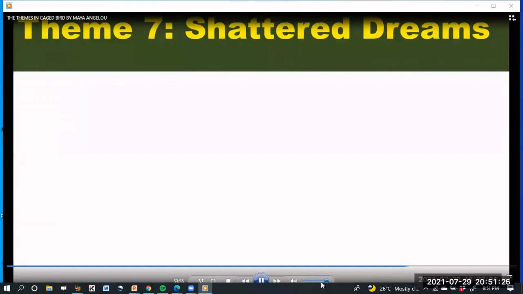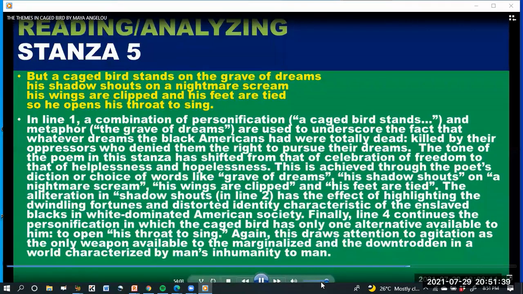The caged bird desires freedom, freedom to fly freely in the sky, enjoy the wind, the breeze, fly into distant land and enjoy the goodies in such environment. But of course, this dream cannot be achieved by the caged bird by virtue of its being caged. So again, let's look at stanza 5 that actually gives us a clear picture of this theme we are talking about, shattered dreams. And so let's read this.